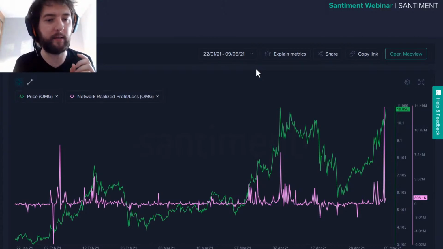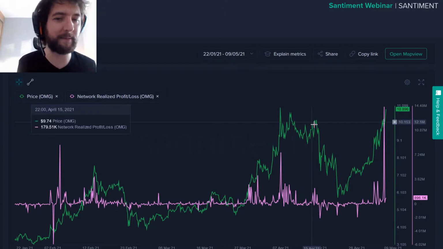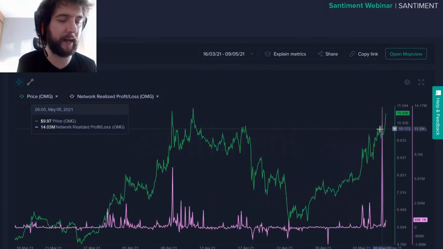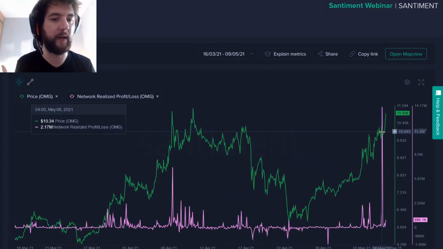And then the second thing to keep in mind is that sometimes you will see spikes in network profit loss like here, which don't really seem to, well, first of all, they don't happen during any major price move. So it's just along the way, a big transaction, a big spike in network profit loss, which isn't necessarily tied to any increased sell side pressure.